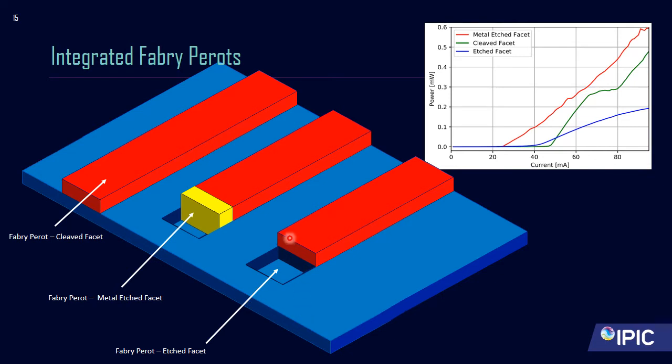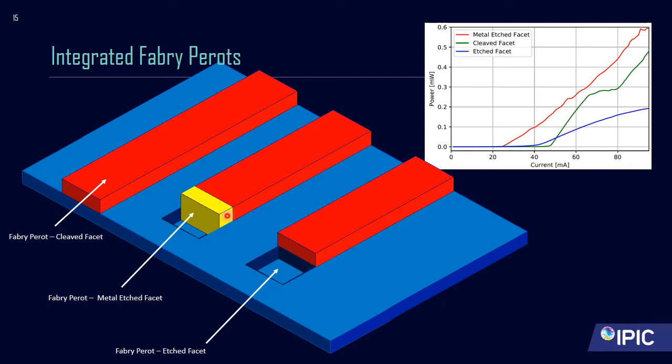One involves etching down into the wafer further than the ridge, but through the active region. This is what's called an etched facet, and the idea is this etch alone would be reflective enough to confine the light within the laser.